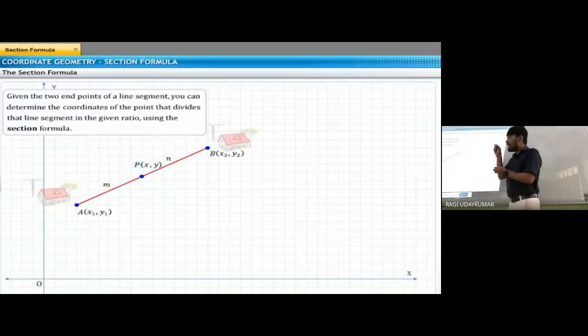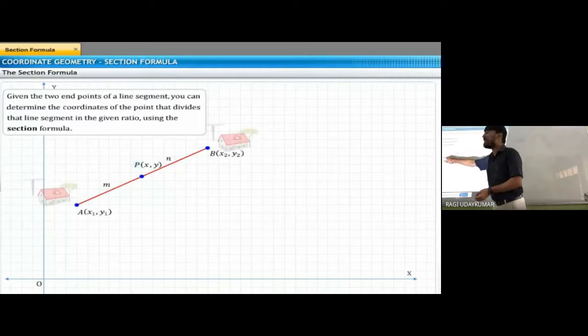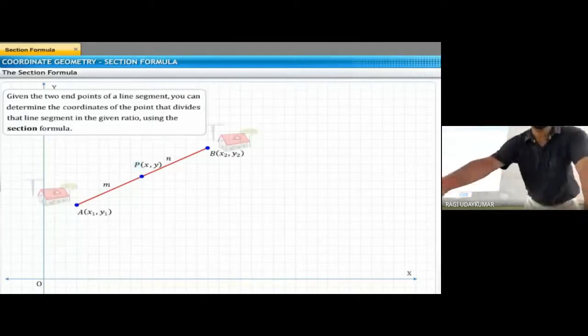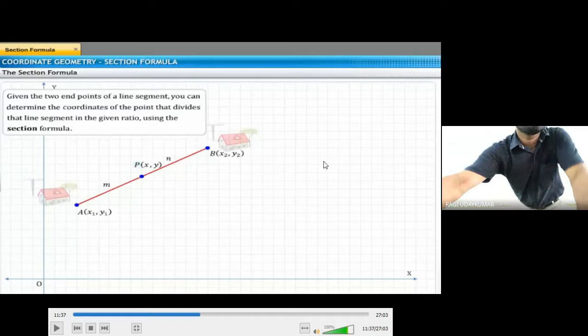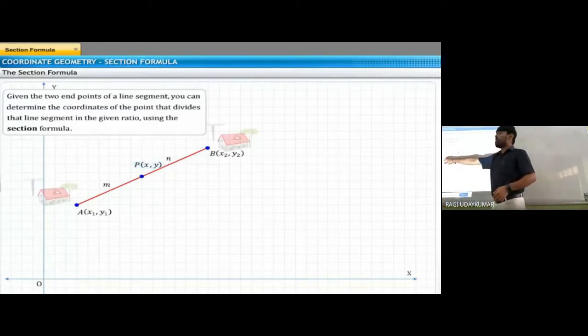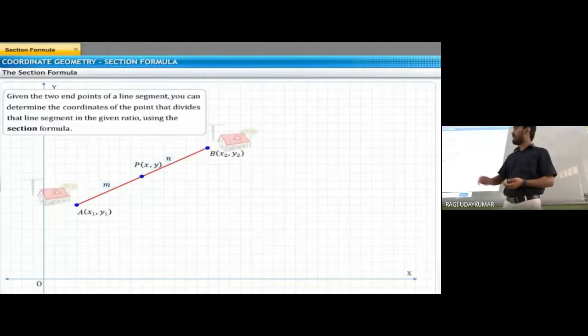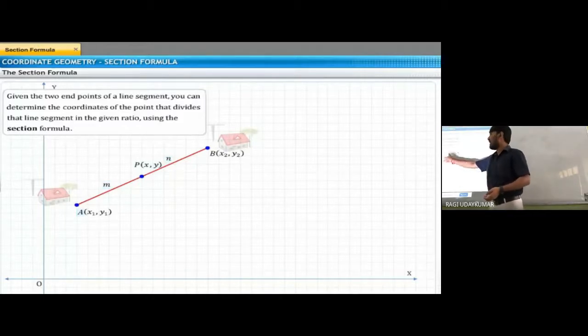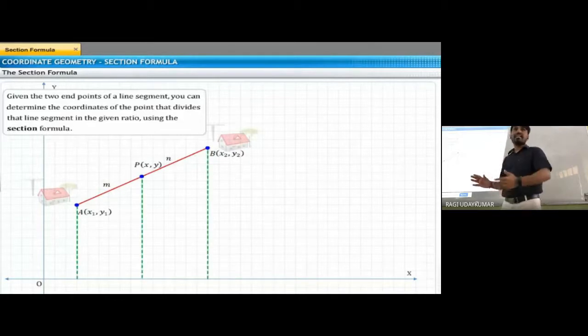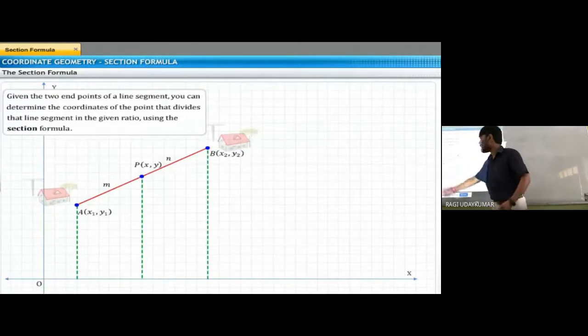When it is dividing in the ratio m:n, we need to find the coordinates x and y of this point. To find the coordinates, what will we do? Let us see. We need to drop perpendiculars, as we did with the distance formula. In the same way, we need to drop the perpendiculars from these three points.